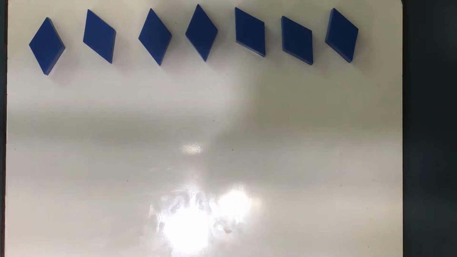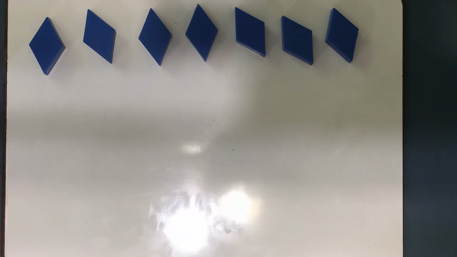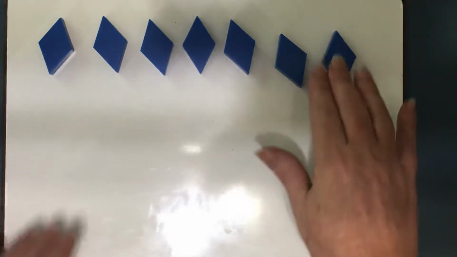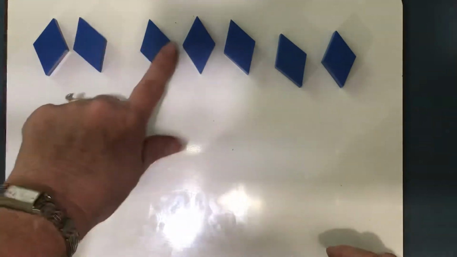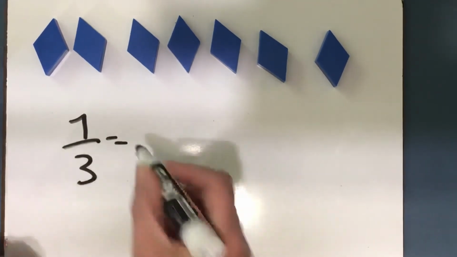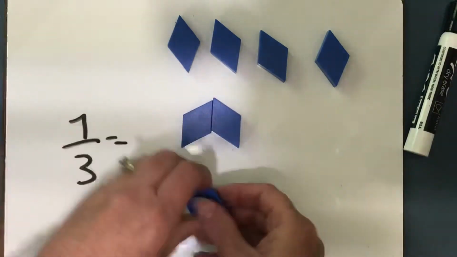Fourth grade. Today we're going to work on changing improper fractions back to mixed numbers. So if you look here on my board, each of these blue pieces is 1/3, and I have 1, 2, 3, 4, 5, 6, 7 thirds. I want to change 7 thirds into a mixed number. So I know that I need 3 thirds for each whole.